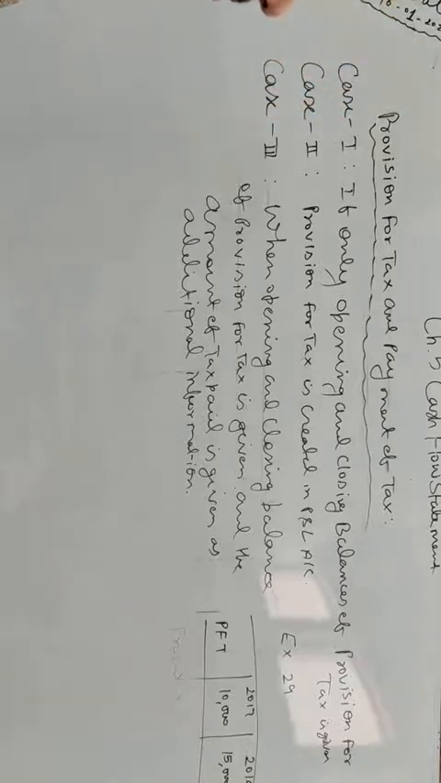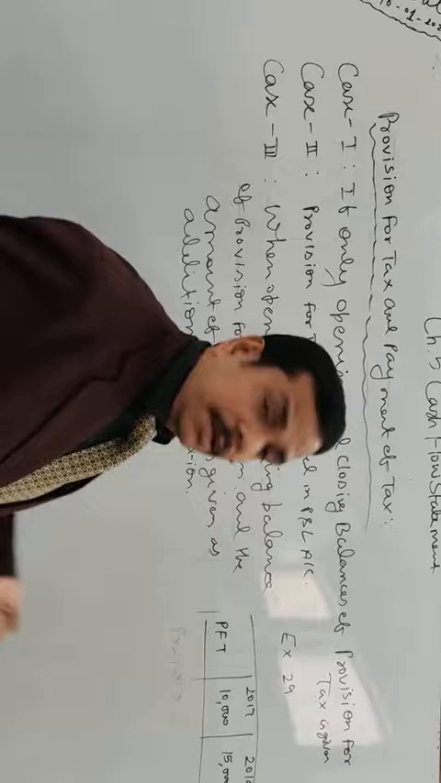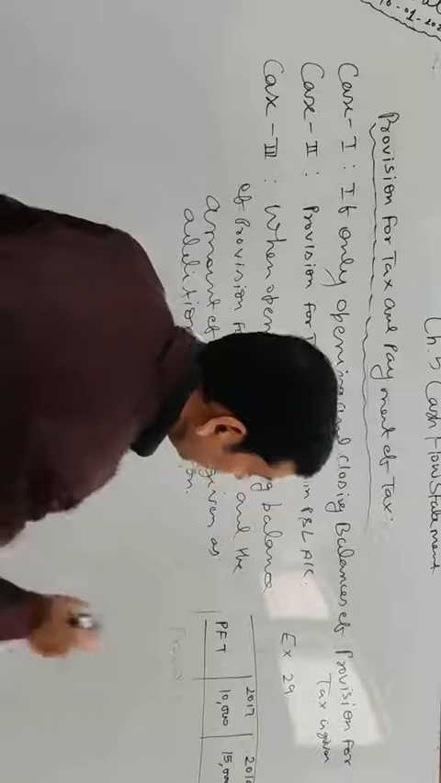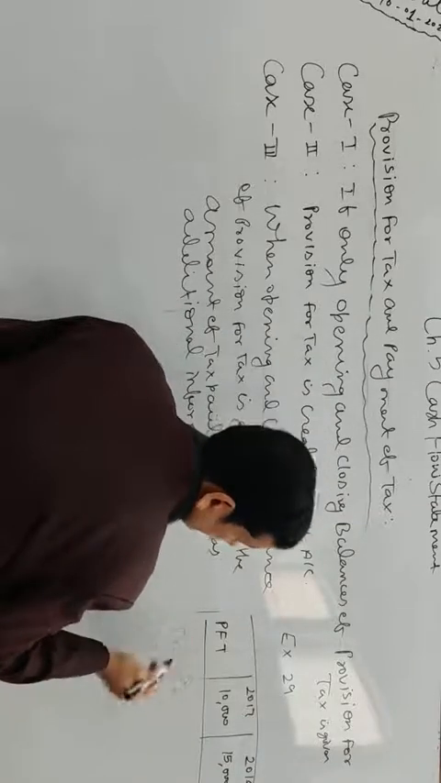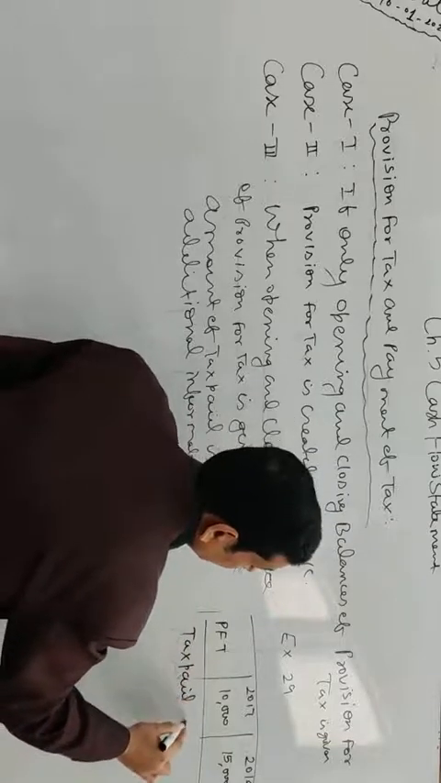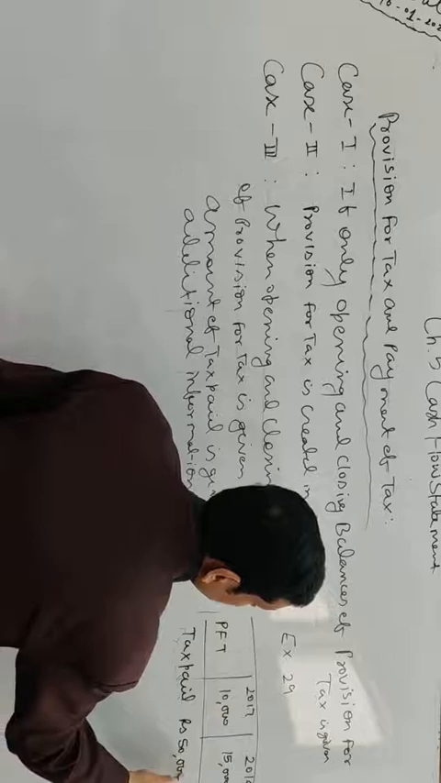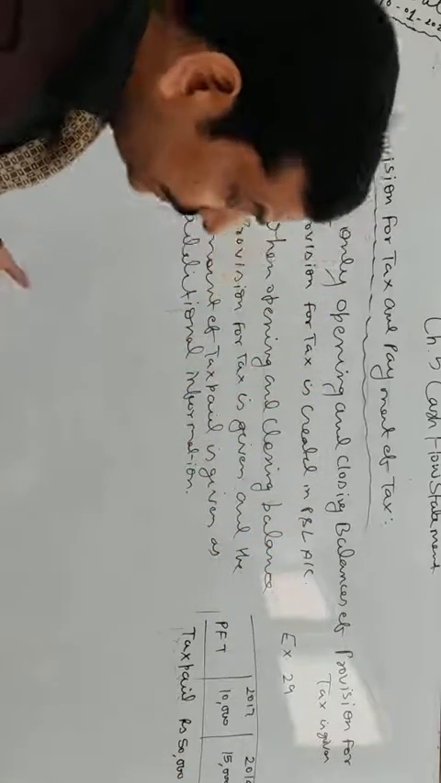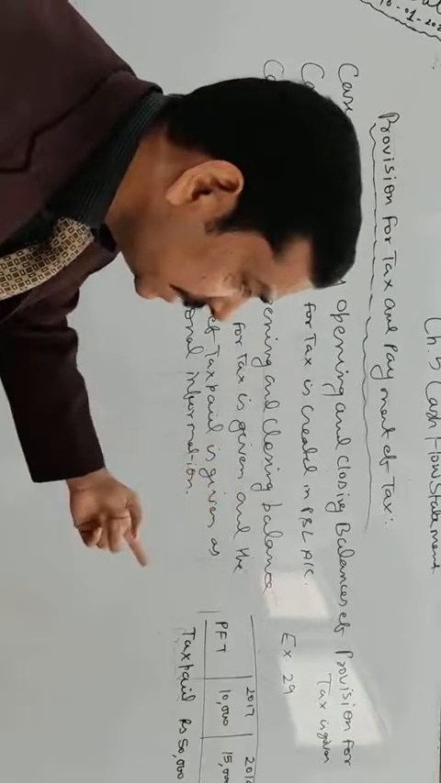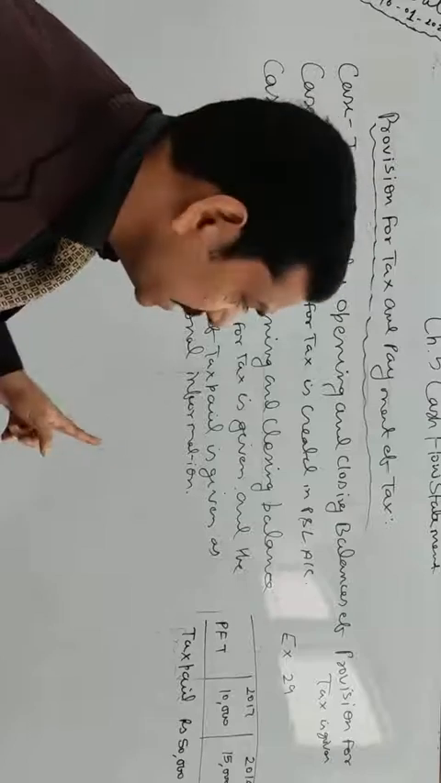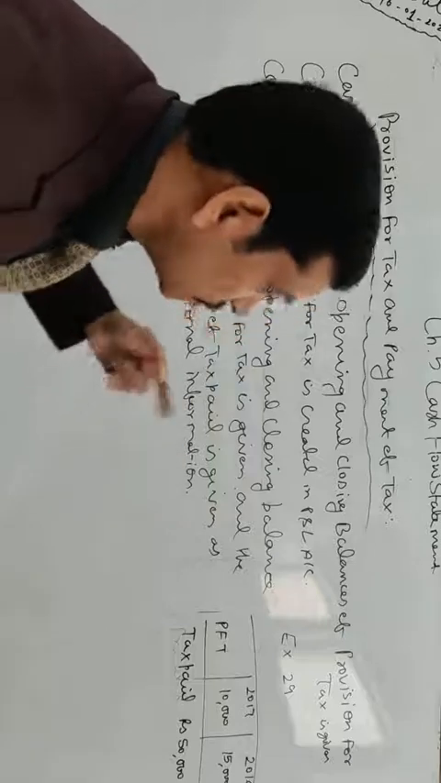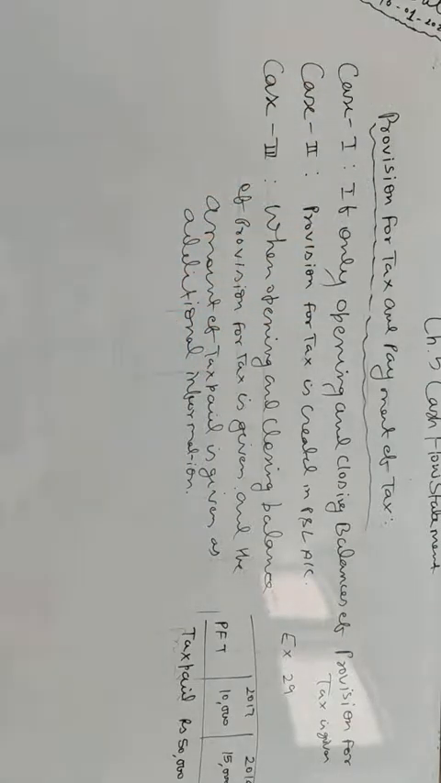What will you do in these circumstances? Now consider the same situation where opening and closing balance of provision for tax is given and amount of tax paid is given as additional information. For example, tax paid rupees 50,000. In this situation, what will happen? When two balances of provision for tax are given and tax paid is given, then current year provision will be the balancing figure. So how we will come to know? We will again come to know this thing by preparing provision for tax account. So I am again preparing provision for tax account to understand the case 3.